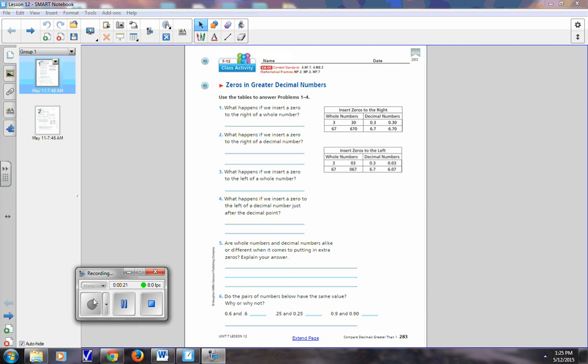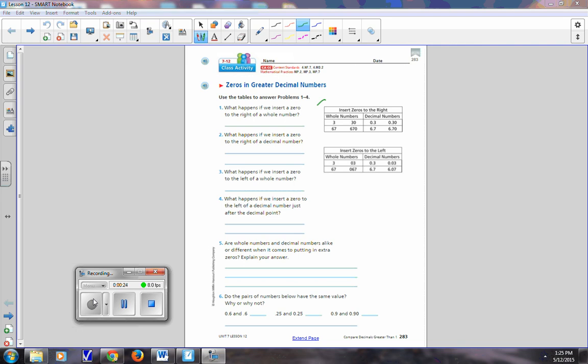So if you look at this table right here, here's my whole number. If I insert a 0 after a 3, what happens to it? Does it get bigger or does it get smaller? Bigger. Okay. So then does it change the value of it? Yeah. If we insert a 0 to the right of a whole number, that's not a decimal, it's a whole number, what happens to the number?